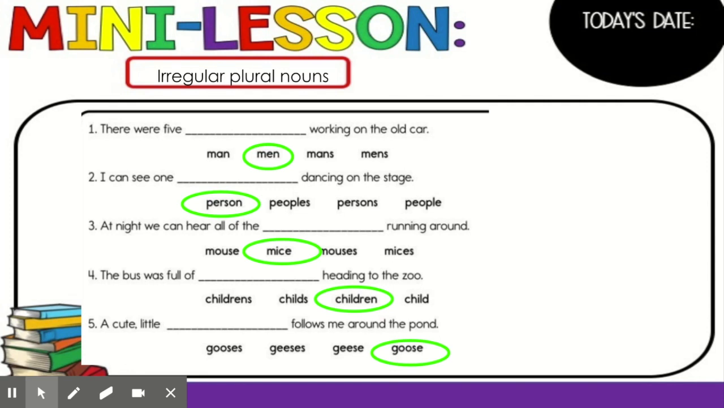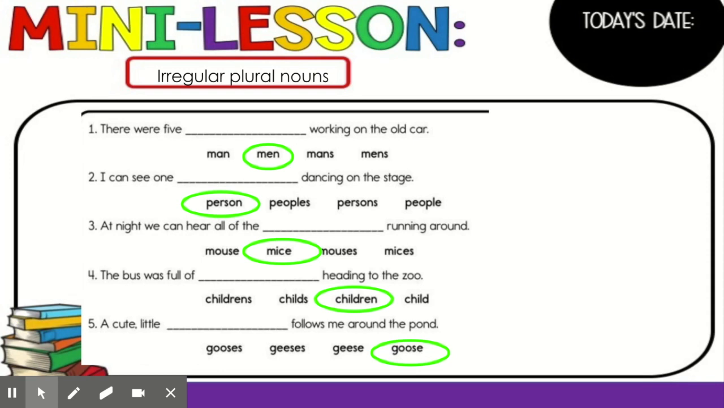Number 2. I can see one person dancing on the stage. The correct irregular plural noun here would be person. Number 3, at night, we can hear all of the mice running around. The correct irregular plural noun is mice in this sentence. Number 4, the bus was full of children heading to the zoo. The correct irregular plural noun here is children.